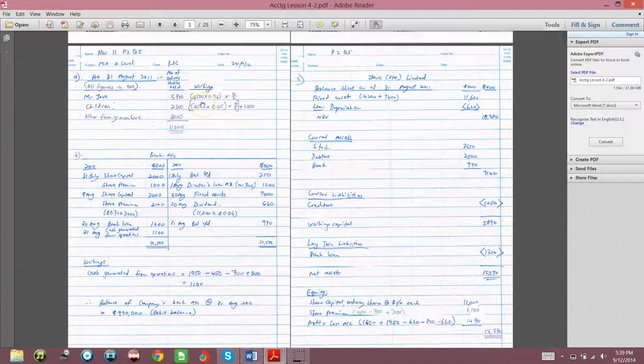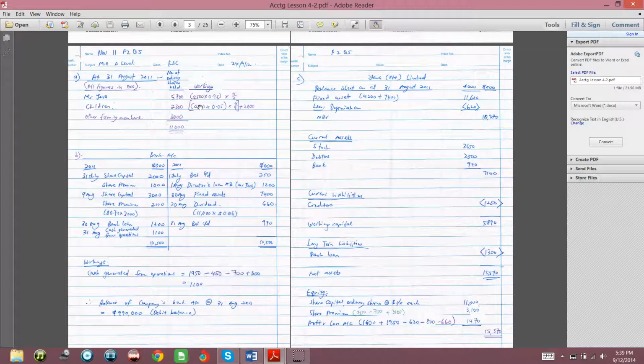Then I read on the additional information. Additional information number 1 says, on 1 July 2011, Java's wife left the company. Her shares went to her 2 children. Her shares were valued at that date at 675,000. So at the beginning of the question, it says that Java holds 95% and the wife holds 5%, and the wife's shares go to her children.